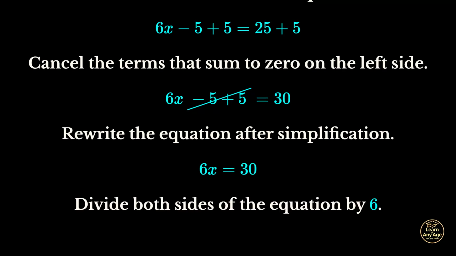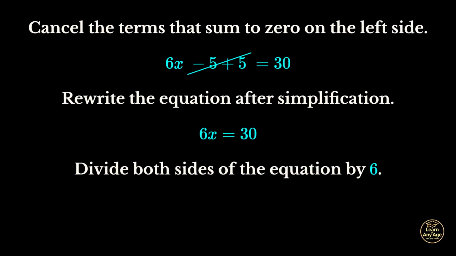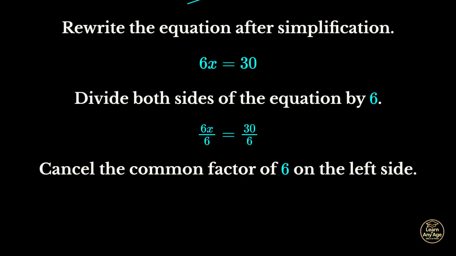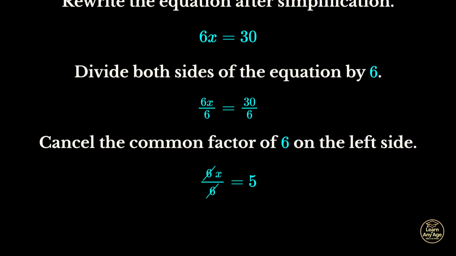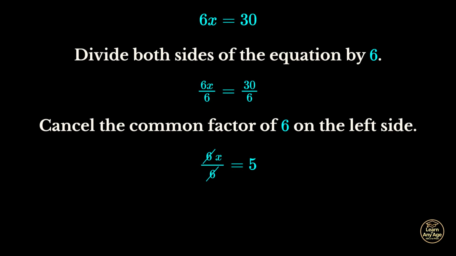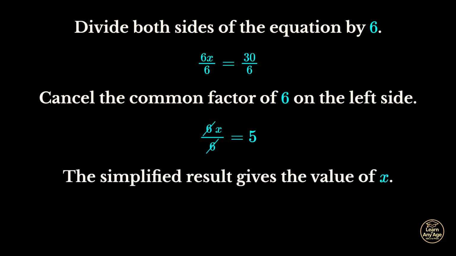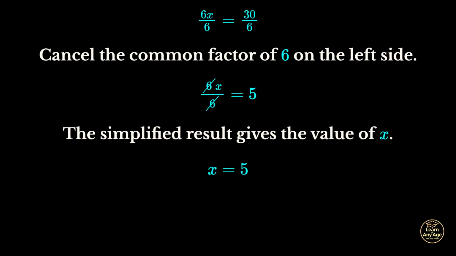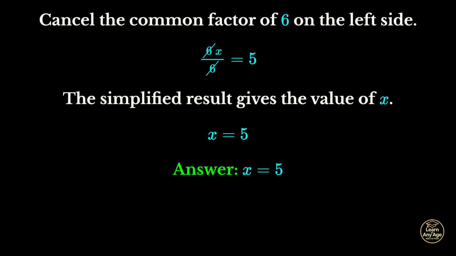6x equals 30. Divide both sides of the equation by 6. 6x over 6 equals 30 over 6. Cancel the common factor of 6 on the left side. x equals 5. The simplified result gives the value of x. Answer: x equals 5.